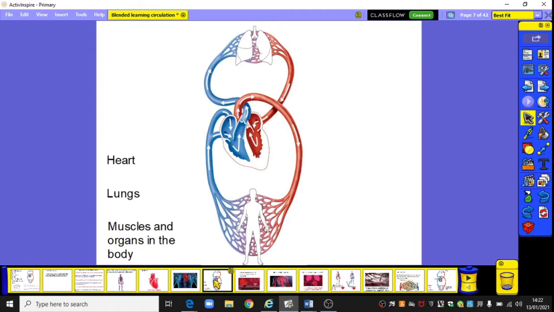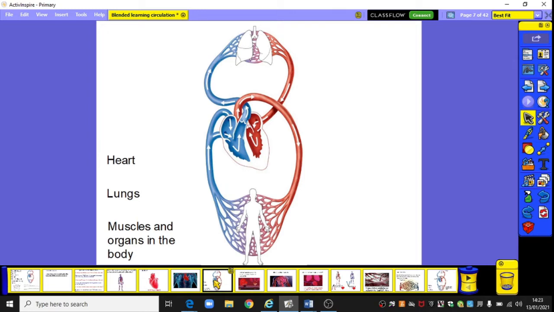Now just bear in mind that this diagram isn't as it would be in your body, because you'll find that your lungs actually are surrounding and around your heart area. So this diagram has been expanded out so we can see all the different parts, and that might have given you a clue about where to put your labels. So I'm going to pause the video now and have a go at labelling the heart, lungs and muscles and organs in the body and where they are.